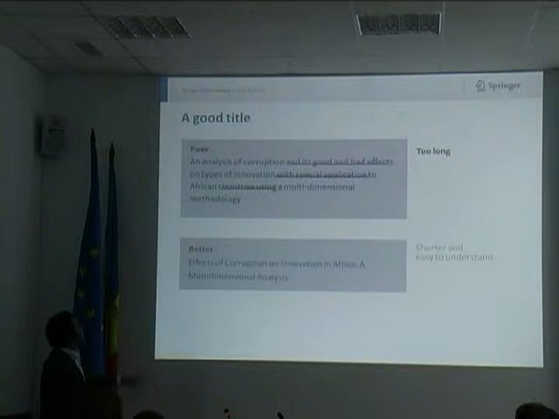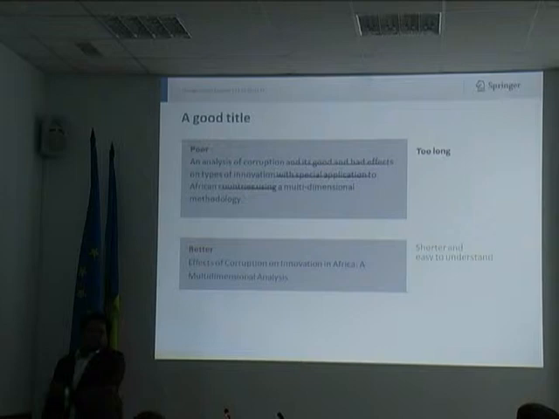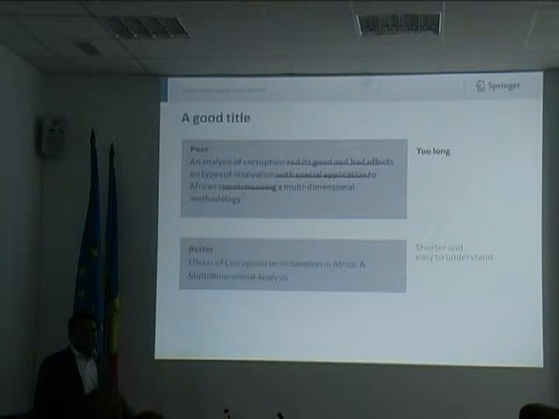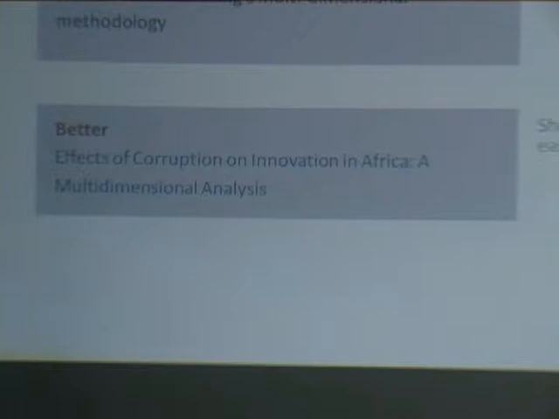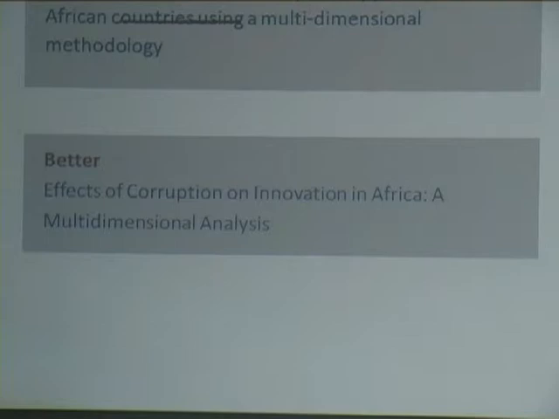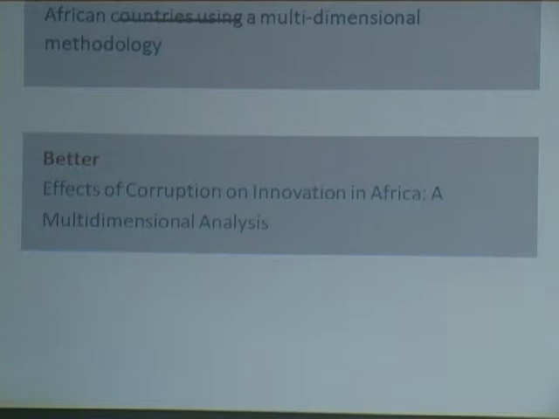Because my paper was methodologically different from other papers in the field, I made sure that it's in the title, because the editor's eye goes there. If I had only written Effects of Corruption on Innovation in Africa, it's like, okay, yet another paper on corruption in Africa. What should I look forward to? That's the main marketing element. And then I had a multidimensional analysis, because before that, nobody had done that. Yeah? And then the editors or reviewers would say, oh, that's interesting. Let's see this paper.